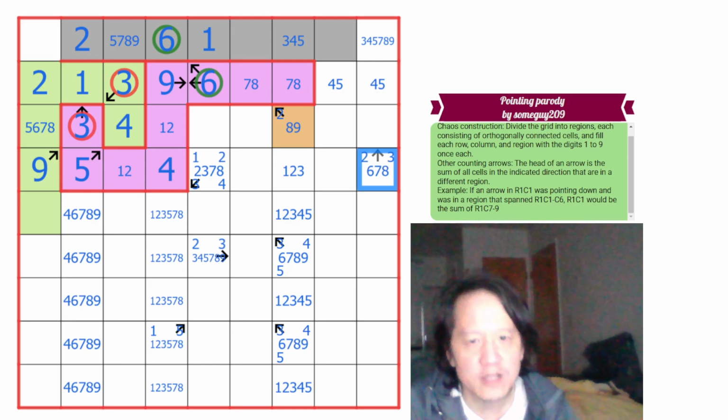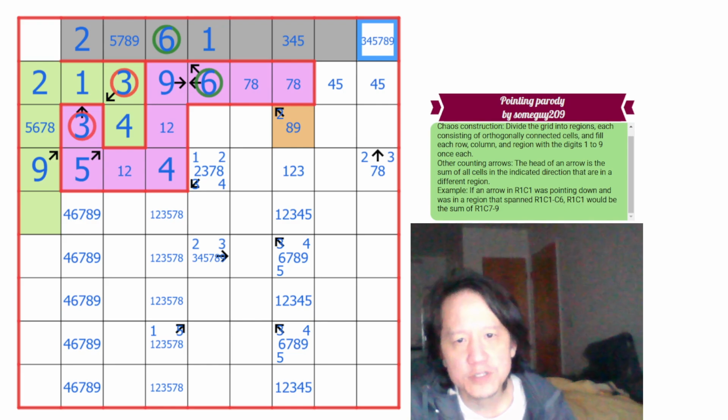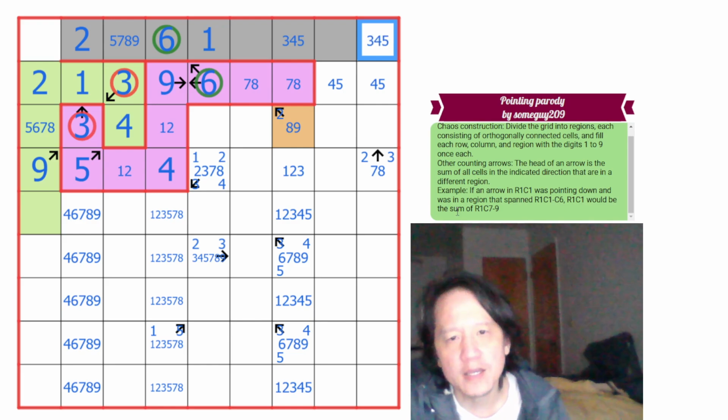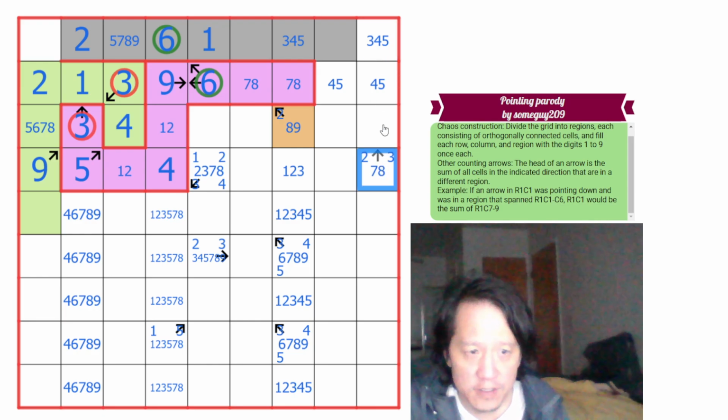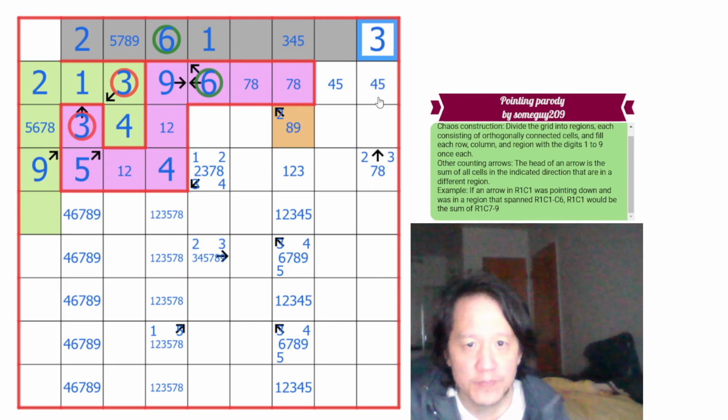So this has to be at least 7. So this cannot be 7, 8, or 9. It can't be 4. This can't be 4 or 5. It has to be 3, right? If it's 4 or 5, these 2 are never part of the same region as this. So therefore, this would add up to 9, but that's not possible. So this has to be 3. Which means this cannot be 3. That's 3 in the corner.